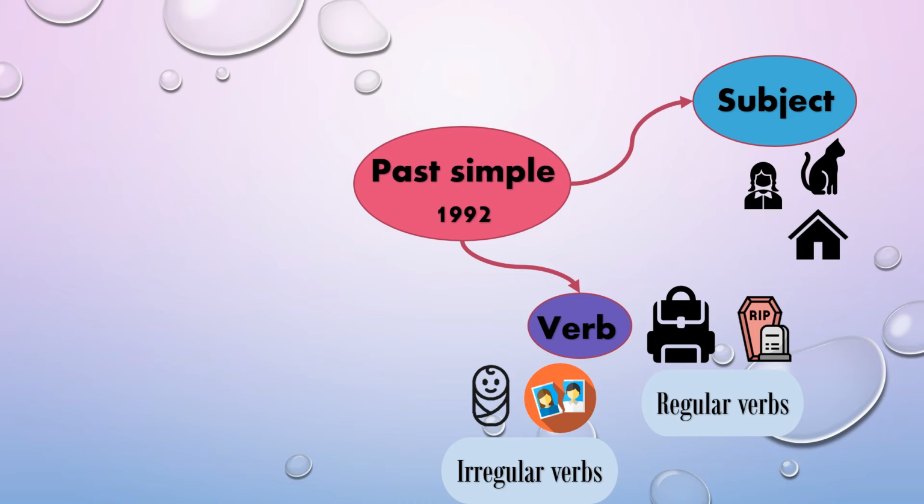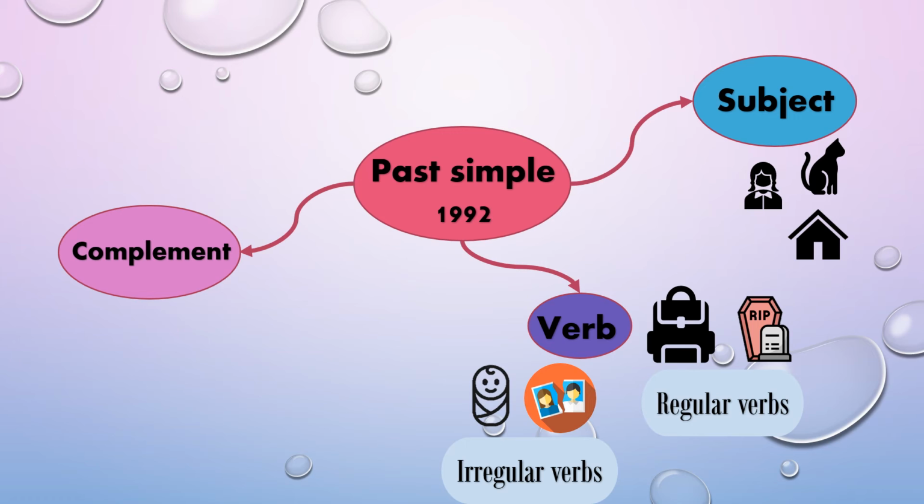But irregular verbs are different. In this case, we change the past simple form. For example, we have be born, and the past simple is was born or were born. And what about get divorced? The past simple is got divorced. So that's it. Irregular verbs change in the past simple tense. Well, now what else?